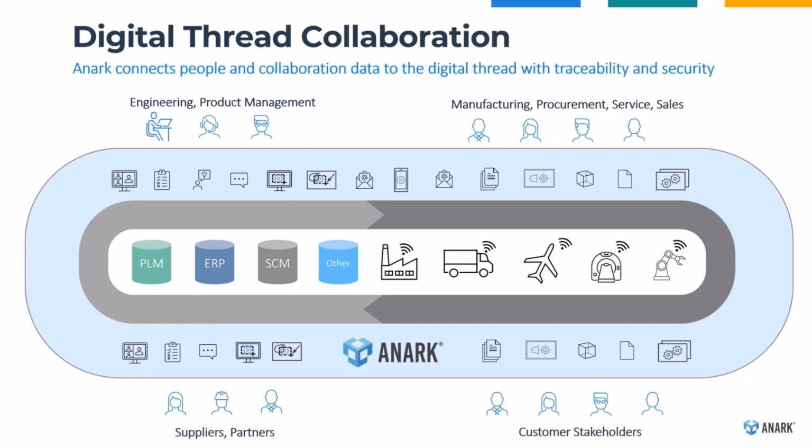We can do better than that, and that's exactly what we're setting out to do here at Anarch, where we are connecting people and their collaboration data to the digital thread with complete traceability and security in mind. So you have all of this essential product development IP that in the top left here, engineering and product management teams typically access and manage through PDM or PLM and use desktop tools and CAD and visualization tools. But then you have manufacturing teams, procurement teams, service and sales internal to the organization. And then external to the organization down at the bottom, you have suppliers and partners and customer stakeholders.